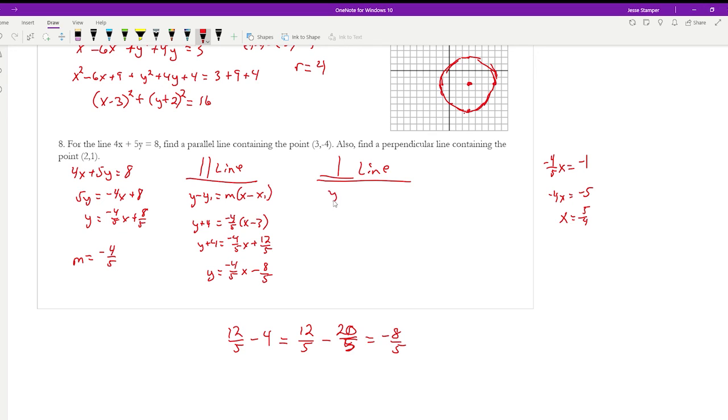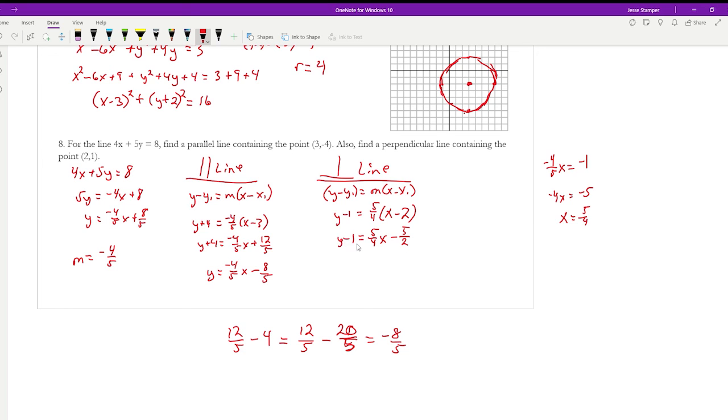So we have y minus y1 equals m times x minus x1. So remember our point for the perpendicular line is (2, 1). So y minus 1 equals 5/4 times x minus 2. Okay, that gives me 5/4 x minus 2 times 5/4. Well, we can actually work that and cancel it down. It becomes 10 over 4, which is 5/2.